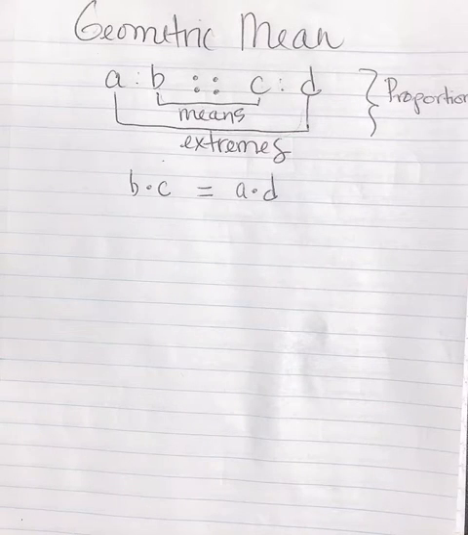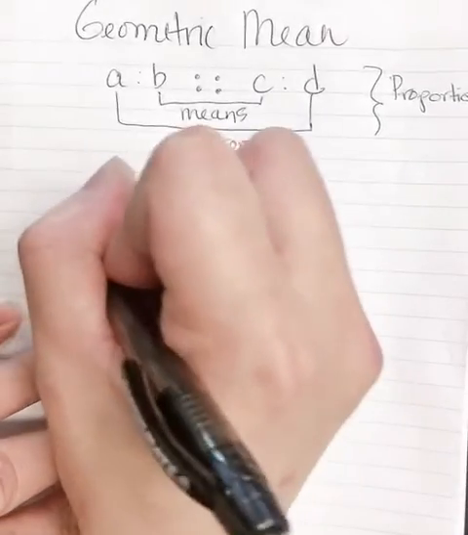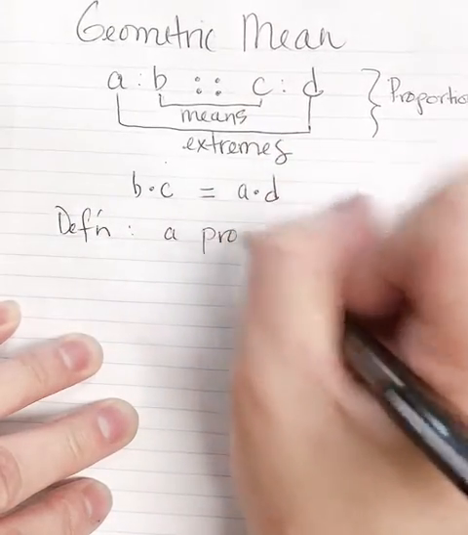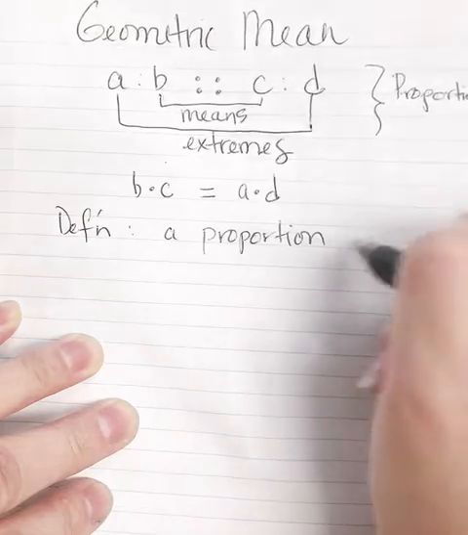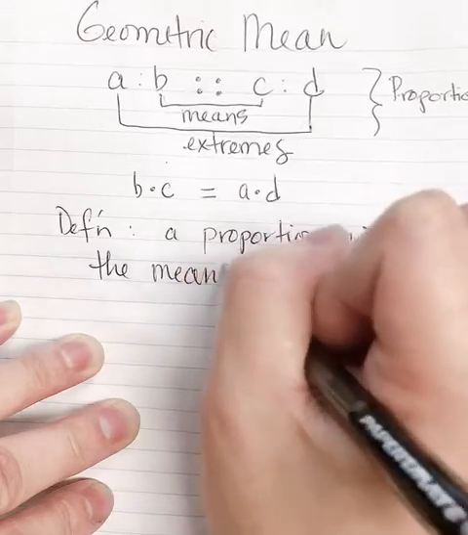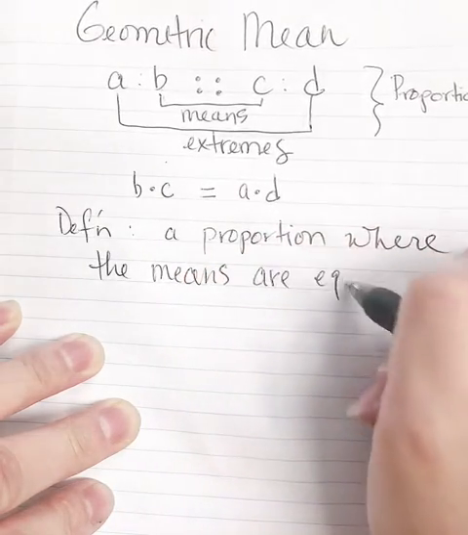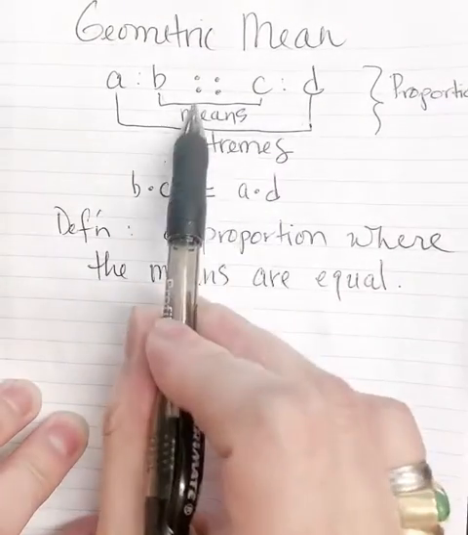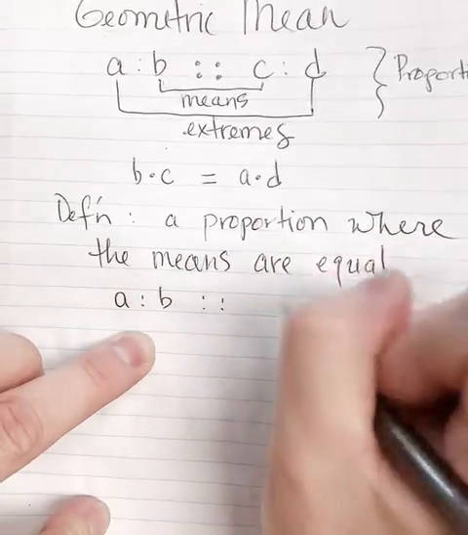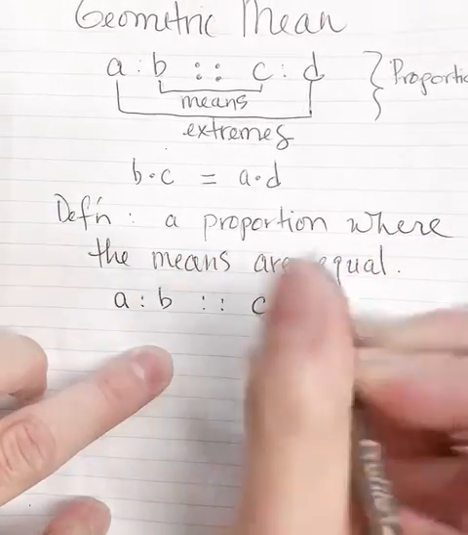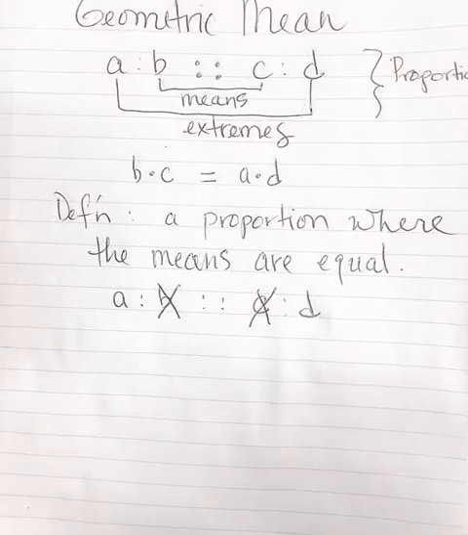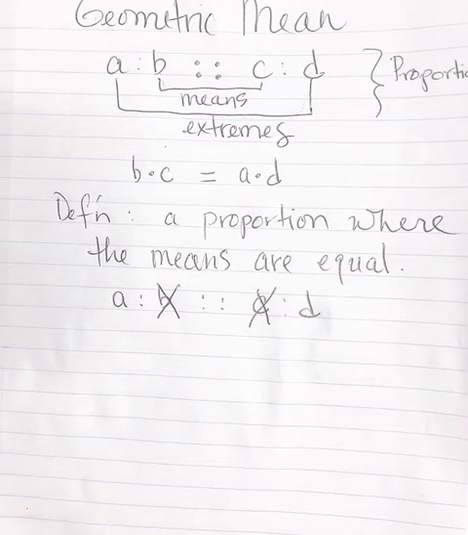Geometric mean is special because, by definition, it is a proportion where the means are the same, where the means are equal. So the means will be the same value. So we're using the same concept, A to the mean B, as C, which is also the mean to D. Well, now for geometric mean, the means are the same. So we're treating this number, not B and C as two different things, but as the same thing.